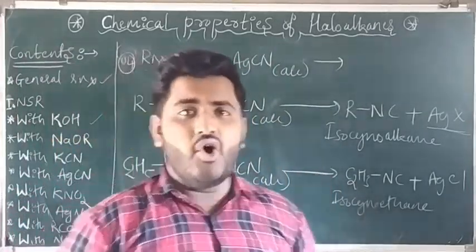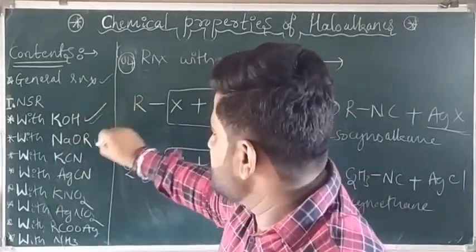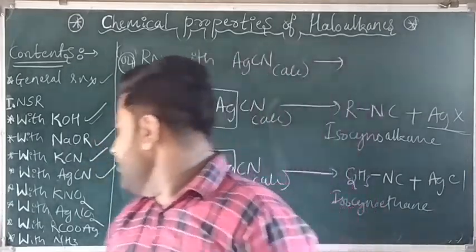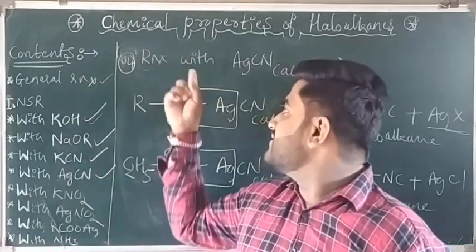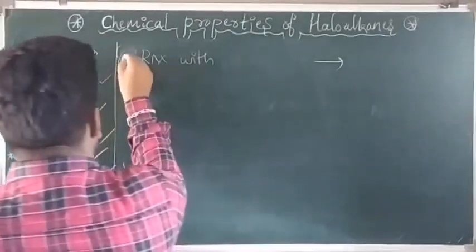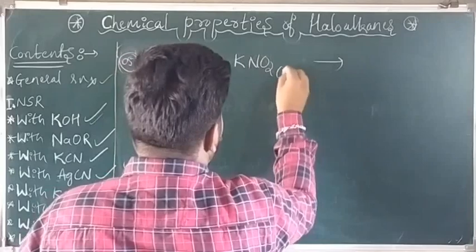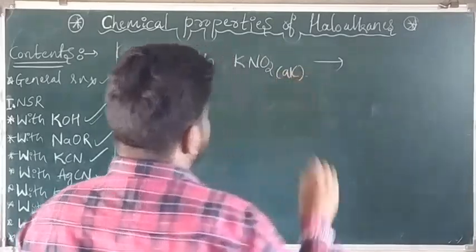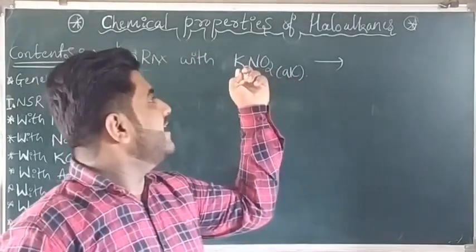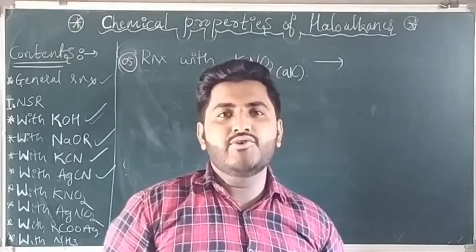That too, alcoholic AgCN. Next one, carefully see here. KOH is over. Sodium alkoxide is over. KCN is over. AgCN is over. Now we have to react these haloalkanes with KNO2. Here also alcoholic KNO2 is required. In all the cases, the common term you have already observed is that whatever reagent we are taking, we have to prepare that reagent solution in alcohol only.